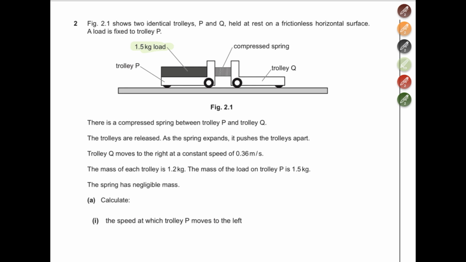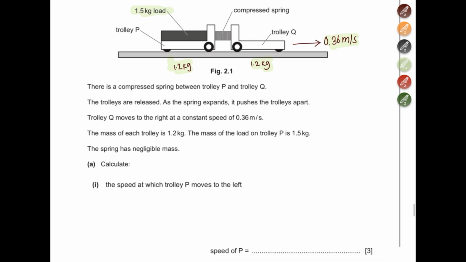Trolley Q moves to the right at a constant speed of 0.36 meter per second. The mass of each trolley is 1.2 kg. So the trolleys themselves weigh 1.2 kilogram. The mass of the load on trolley P is 1.5 kg. The spring has negligible mass. Calculate the speed at which trolley P moves to the left.